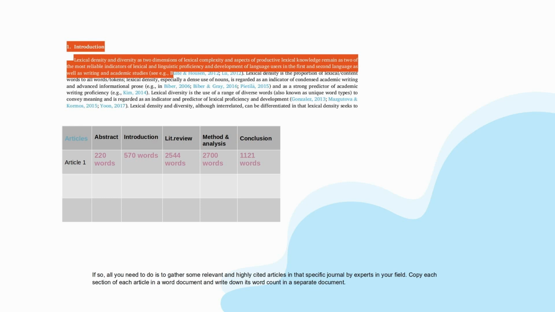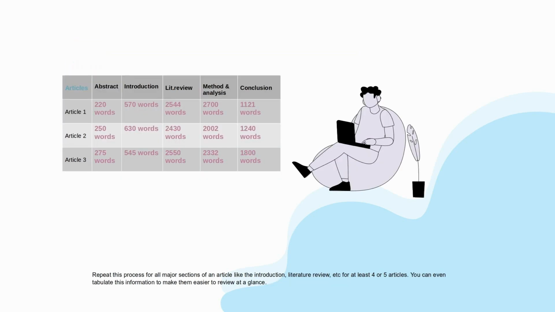Copy each section of each article in a Word document and write down its word count in a separate document. Repeat this process for all major sections of an article like the introduction, literature review, etc. for at least 4 or 5 articles. You can even tabulate this information to make them easier to review at a glance.